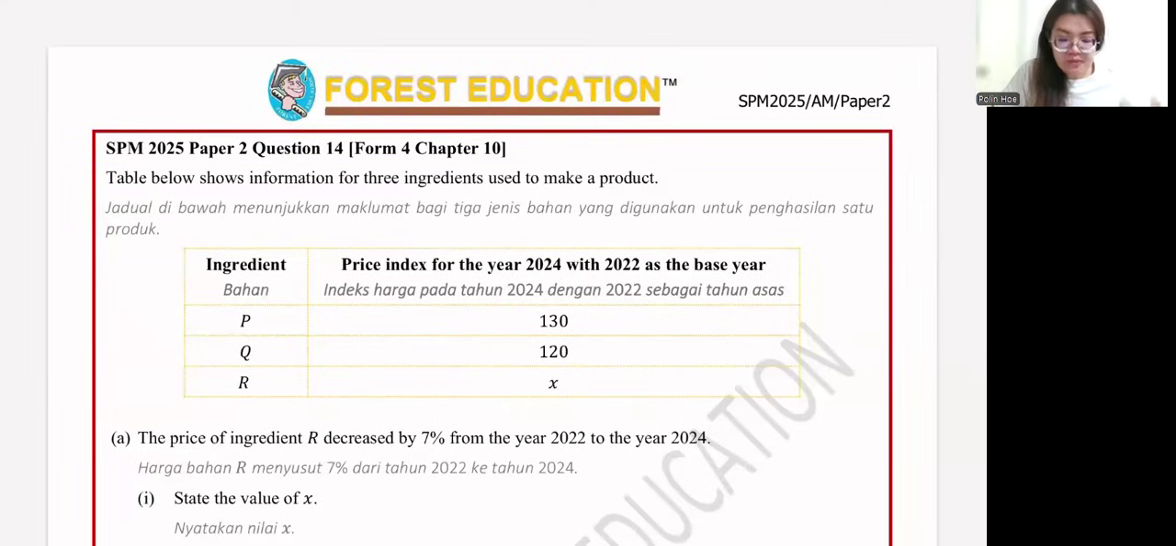This is Form 4 Chapter 10, SPM 2025, paper 2, question 14, 第14题. So this is in section C where you just need to choose 2 questions out of 4 questions. 然后呢，this is of course good.